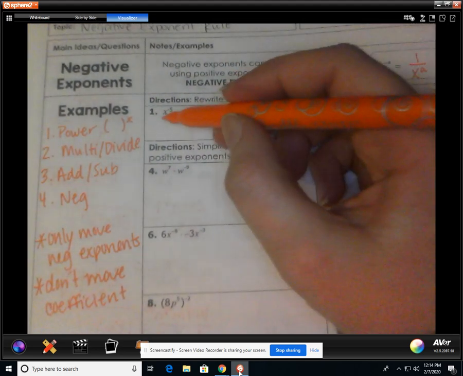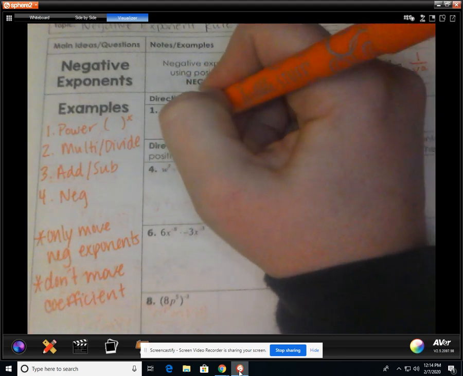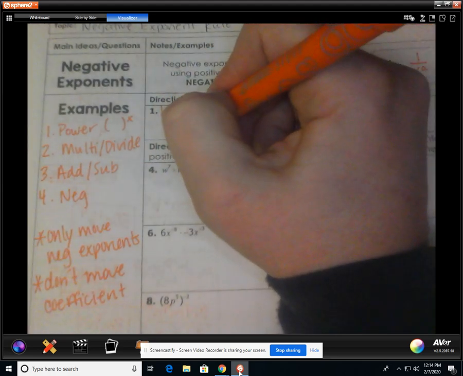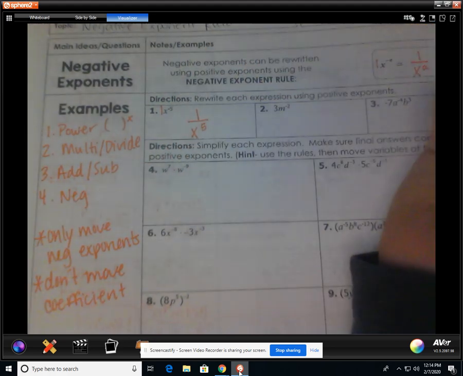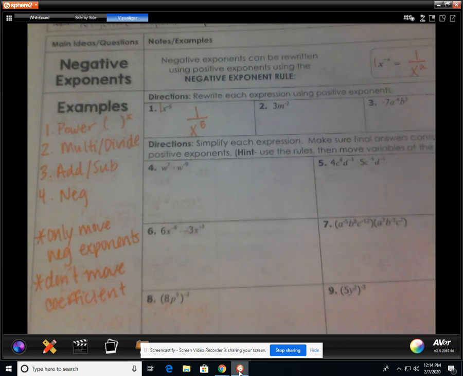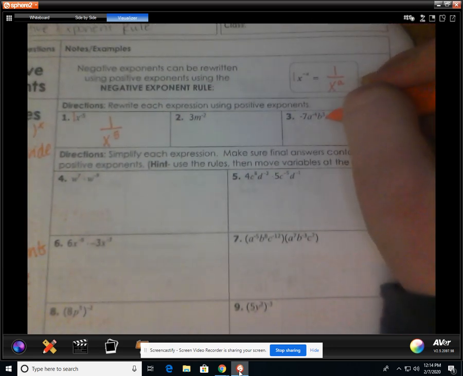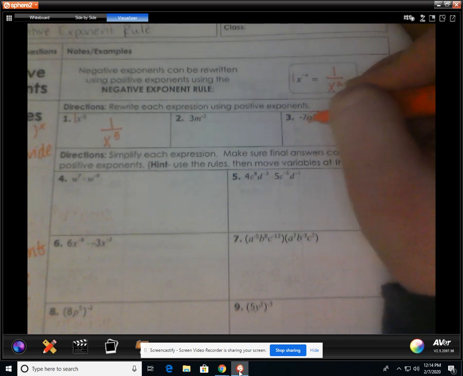For number 1, when I have x to the negative fifth, since you do not have a coefficient, well, technically there's a 1, you're going to leave the 1 on the top, and that x is negative, so I put it on the bottom and make it positive. That's how I get rid of it. That's the answer. That's it. You're done.